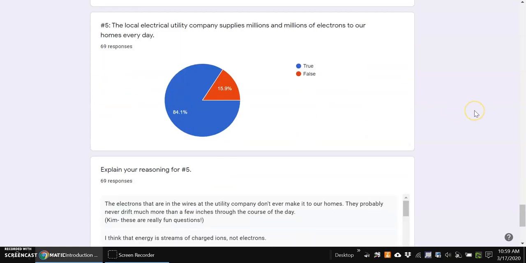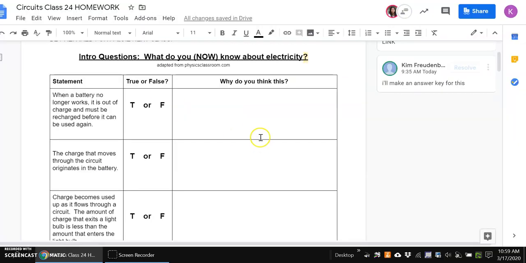Okay, and number five, the local electrical utility company supplies millions and millions of electrons to our homes every day. Again, most people thought this was true, but this is also indeed false. Okay, so these are all false. So let's take a look at these one by one. So when the battery no longer works, it's out of charge and must be recharged before it can be used again. That is false.